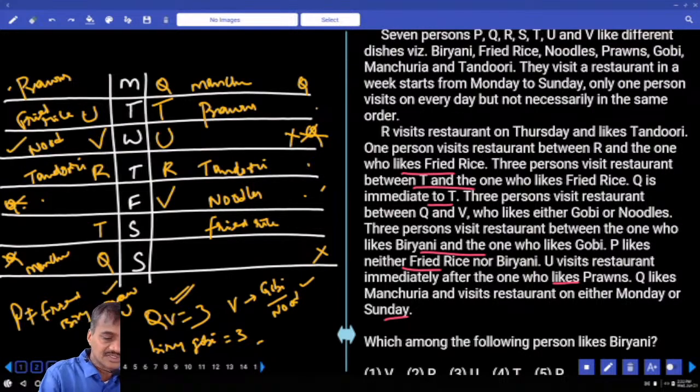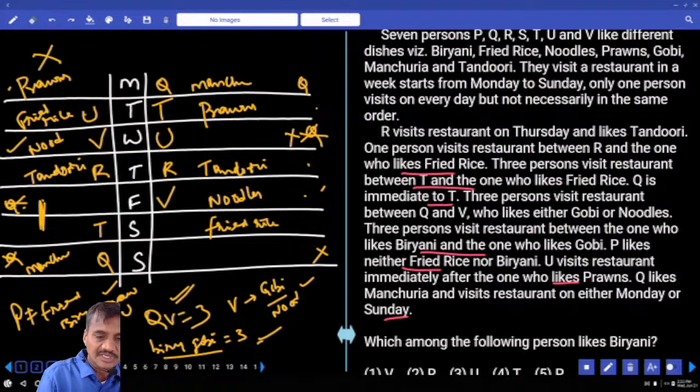Then in this case, P likes neither biryani nor fried rice. And there must be exactly 3 people between biryani and gobi. Now here in this case, biryani and gobi must be adjacent to each other. Is it possible? No, hence the first case got invalid.